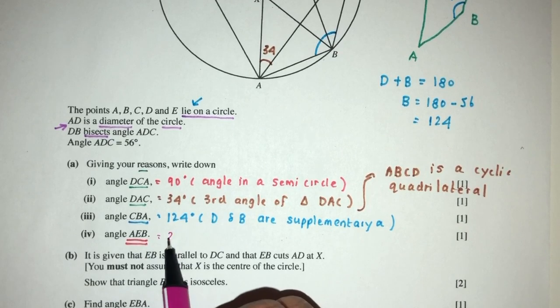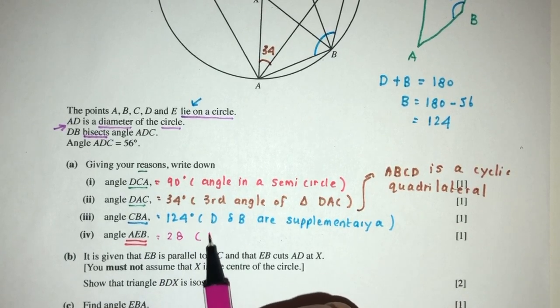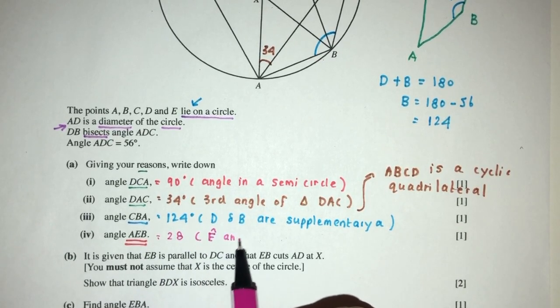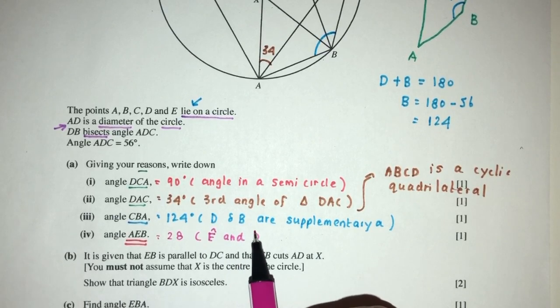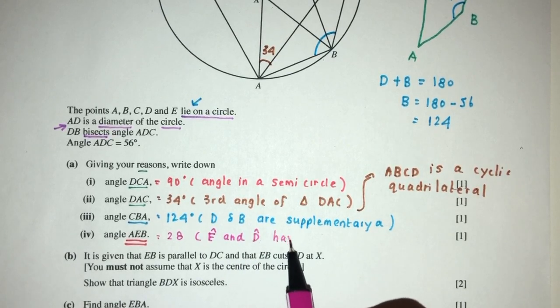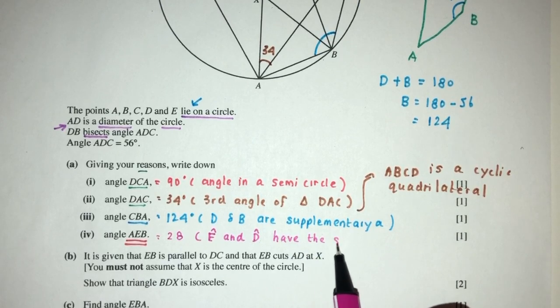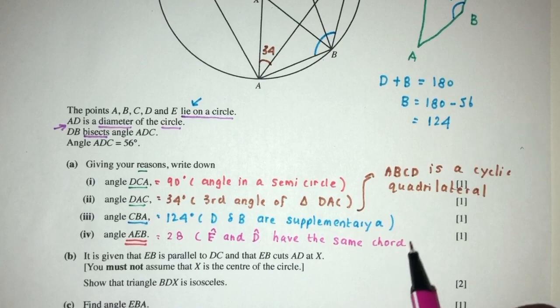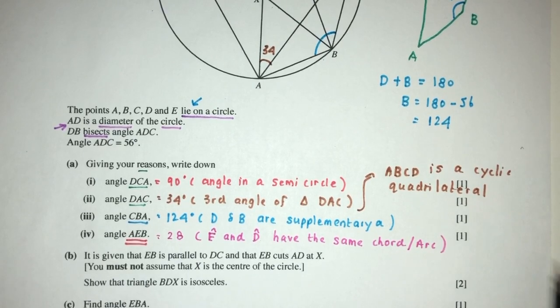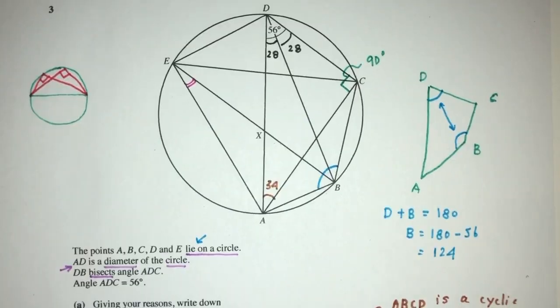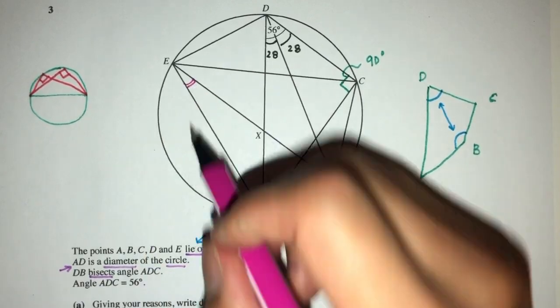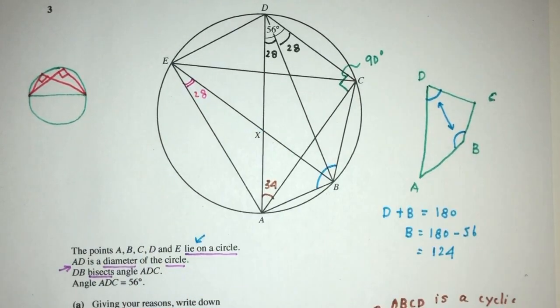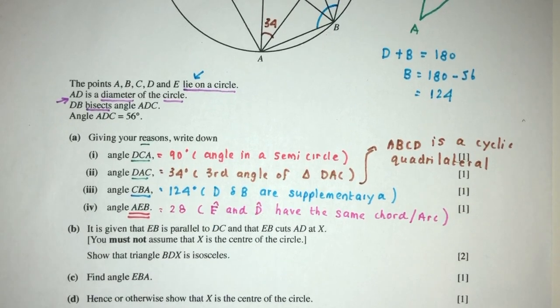That will be 28, because we can say the angle E and angle D have the same chord or arc. You can write chord or arc for the answer. Because of that, they will have to be the same value, this and this. Okay, that will be part A of the question with all the reasonings.